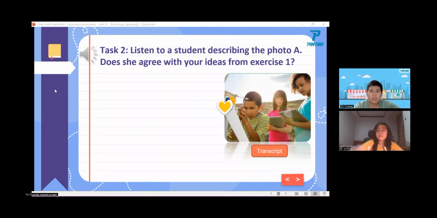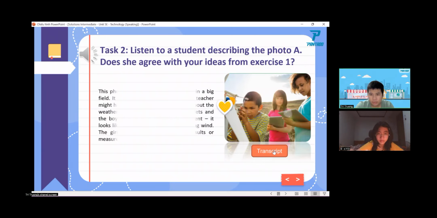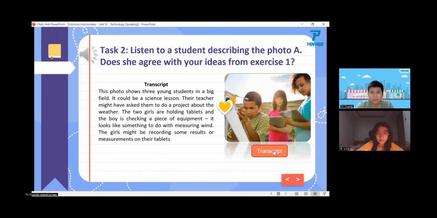So I think that what the student had just described is kind of 70% similar to your description, right? And here is the transcript for you. So is there any word in the transcript that you don't understand?